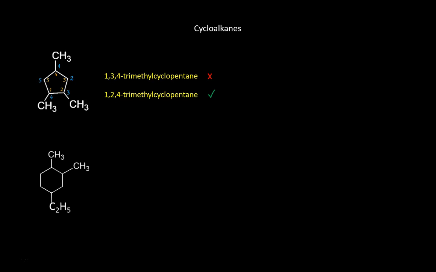Next one. Since ethyl comes before methyl, let's start numbering at ethyl. This gives us 1-ethyl-3,4-dimethylcyclohexane. Now let's start with the top methyl. This gives 4-ethyl-1,2-dimethylcyclohexane. Which one is correct? The bottom one is correct. Ethyl is correctly first in both cases, but the sum of 7 is lower than 8.